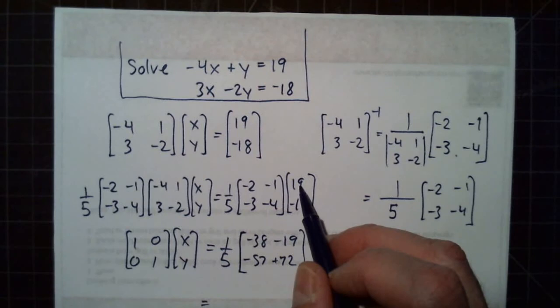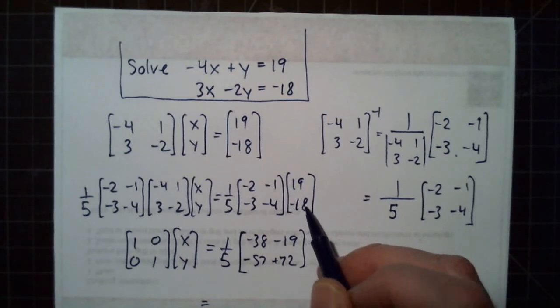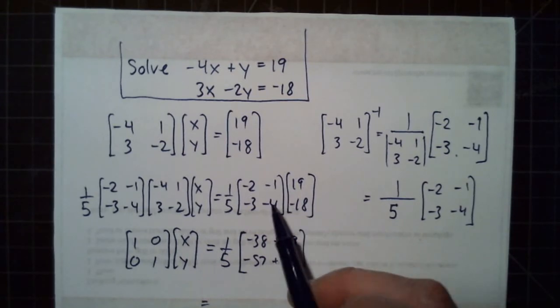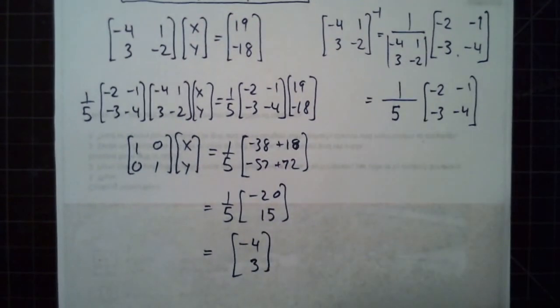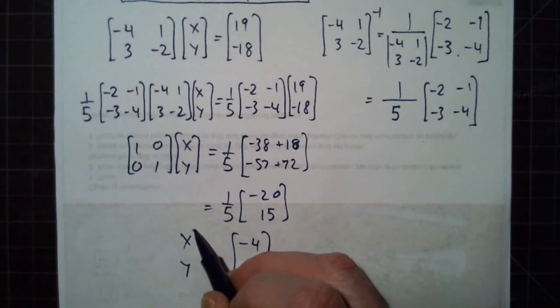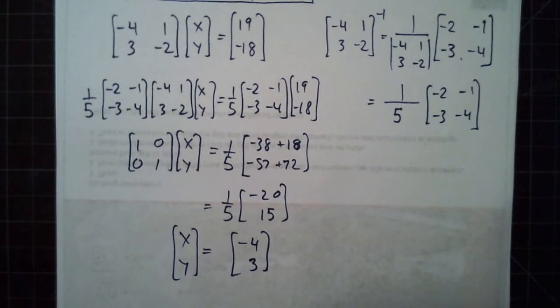This is negative 38. This should not be a 19. It's negative 1 times negative 18, and that's going to be positive 18. Here we have 3 times 19 and 4 times 18, so that is correct. And then we have 1 over 5. That will be negative 20, and this will be 15. Negative 4, 2/3. And that's x, y. Okay, that's how we can solve using an inverse matrix.